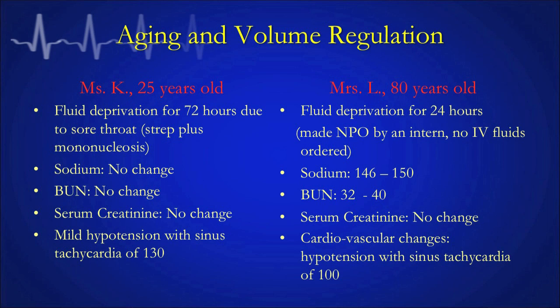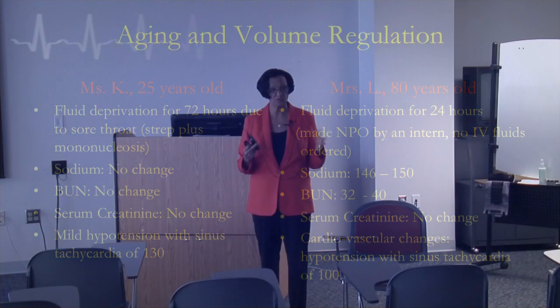Here's an 80-year-old, with just fluid deprivation for 24 hours, just made NPO. They didn't order IV fluids, and you can see that the patient has developed hypernatremia. Their BUN has gone high, even though there is no creatinine change. And in terms of cardiovascular changes, the patient has some hypotension and not that much sinus tachycardia. The heart rate is only about 100. So why are older people more prone to develop dehydration, especially hypernatremic dehydration?